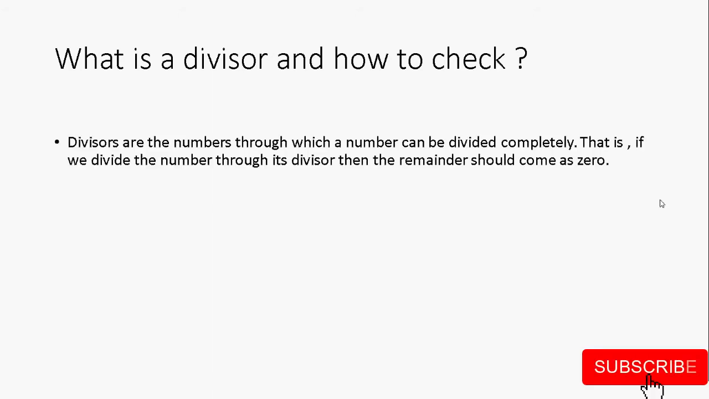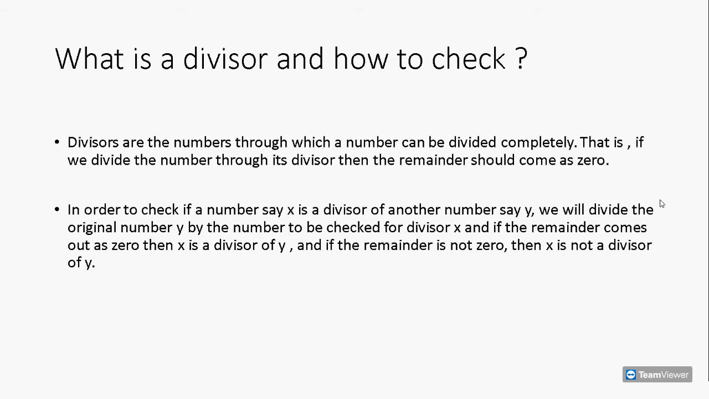First of all, divisors are the numbers through which a number can be divided completely. That is, if we divide the number through its divisor, then the remainder should come as 0. So, in order to check if a number, say x, is a divisor of another number, say y, we will divide the original number y by the number to be checked for divisor x, and if the remainder comes out as 0, then x is a divisor of y, and if the remainder is not 0, then x is not a divisor of y. So let's implement this now in the program.